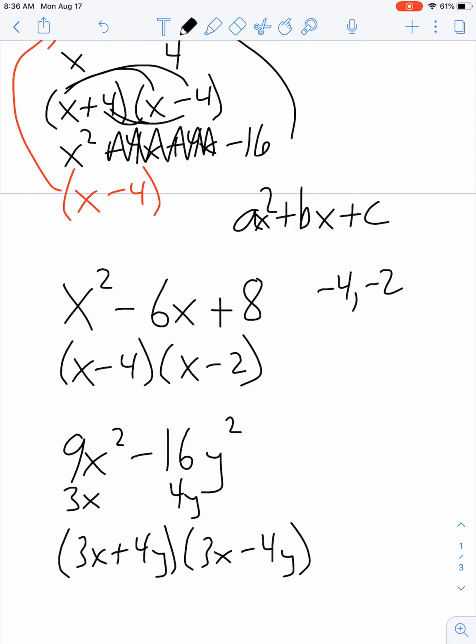All right, and you'll get a little practice here, a few problems to practice this. And like I said, next time we'll talk about a couple other factoring techniques.